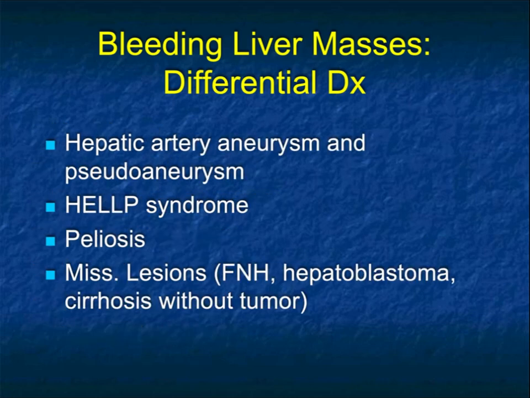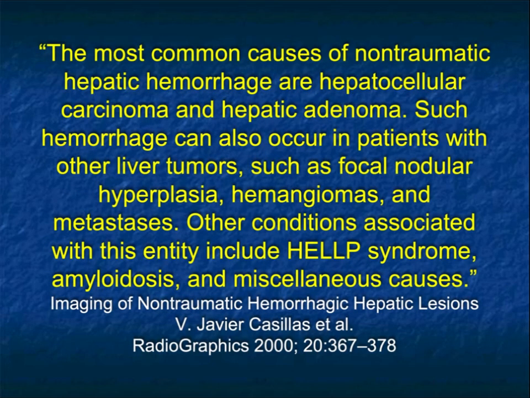Other things that can occur and bleed in the liver, hepatic artery aneurysms and pseudoaneurysms. Another cause is HELLP, which is postpartum, peliosis hepatis, and miscellaneous lesions. So the truth is almost anything can bleed. It's just so rare to see an FNH or a cirrhotic liver just spontaneous bleed. Again, this article by Casillas way back when goes through the differential diagnosis, but again, hepatoma and hepatic adenoma kind of lead the parade for causes of bleeding, and that has maintained itself for a while.